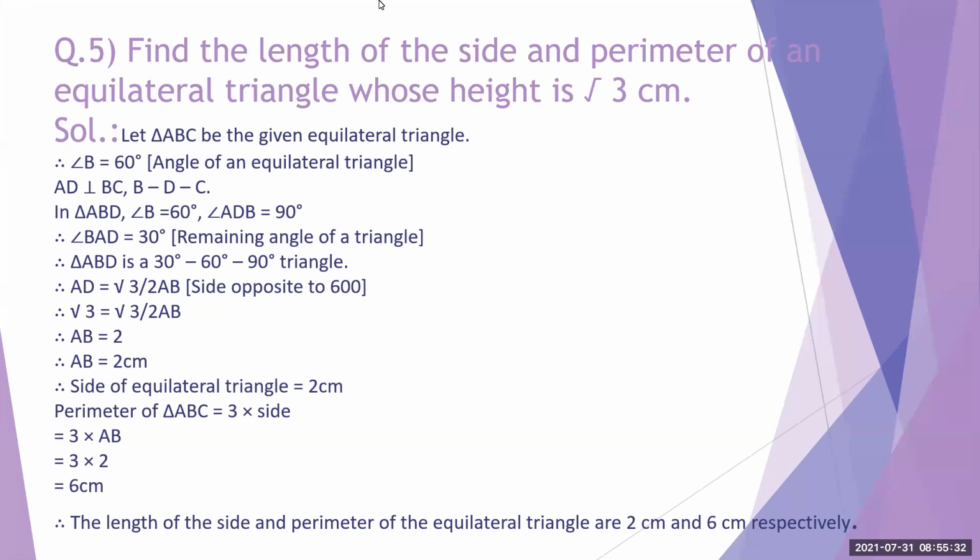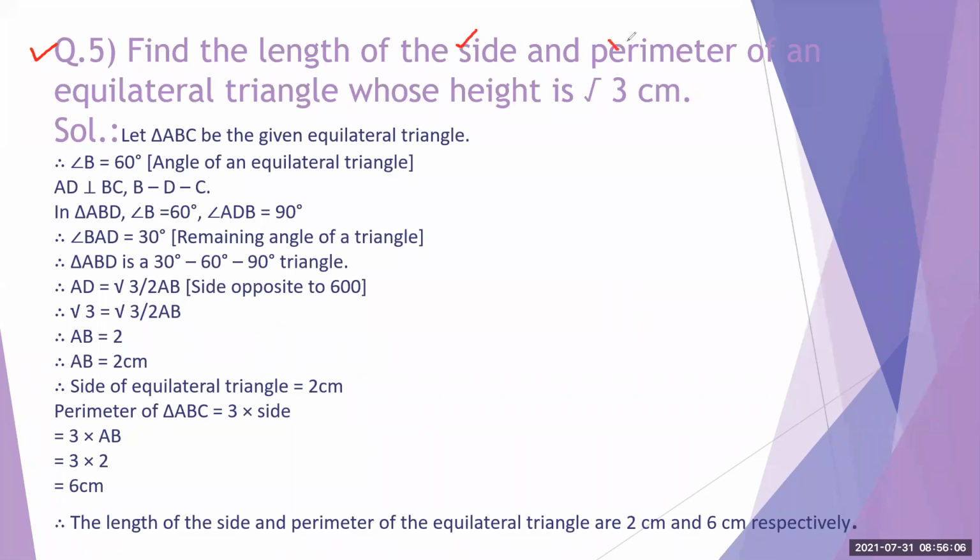Okay. So what is here? Find the length of a side and the perimeter of an equilateral triangle whose height is given to us, that is equal to root 3 centimeter. So what क्या find out करना है आपको? Length of the side and perimeter of an equilateral triangle. अब आपको यहाँ पे क्या find out करना है? Length of a side and the perimeter you have to find out here.